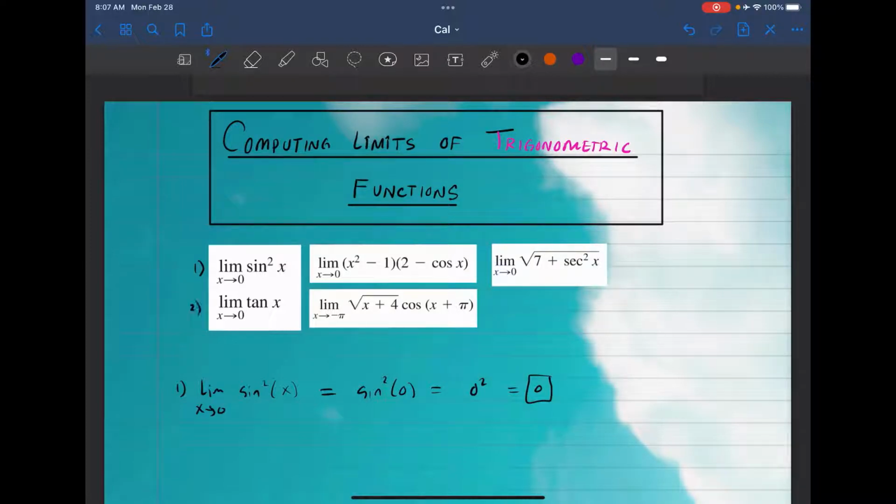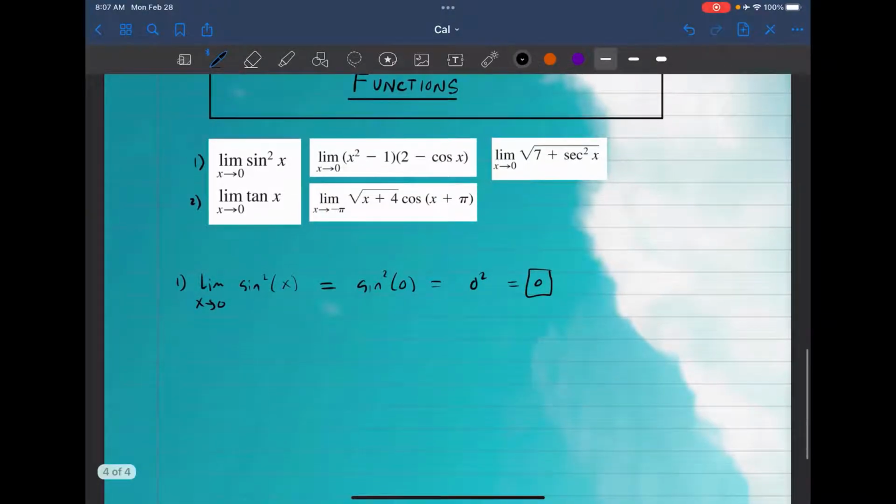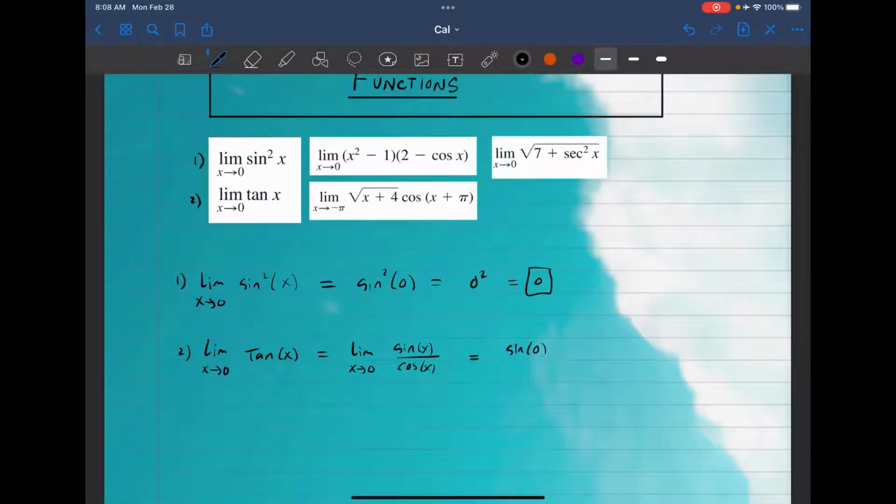All right, now let's try the second one. We want to find the limit as x approaches 0 of tangent of x. Now, if you're not familiar with tangent, that's fine. By using the definition, you can rewrite tangent as follows. The limit as x approaches 0, tangent, we know it is sine over cosine. Now we can do the direct substitution again. So we have sine of 0 over cosine of 0. Using our trig knowledge, we know sine of 0 is 0, cosine of 0 is 1. And that is indeed 0.